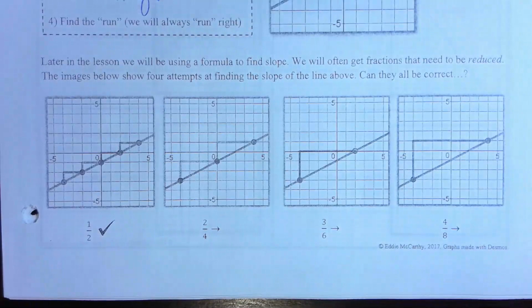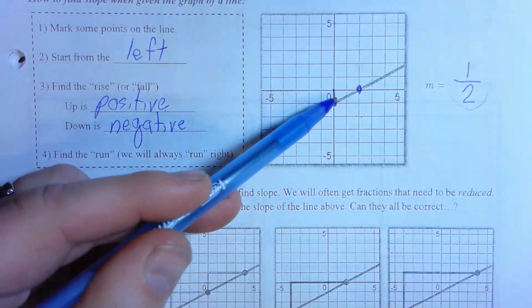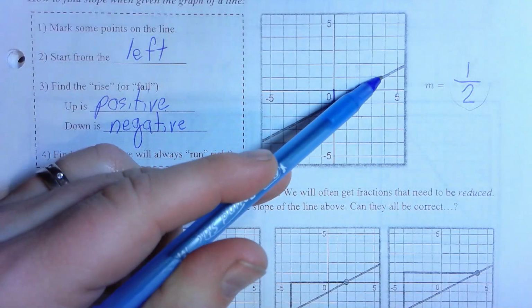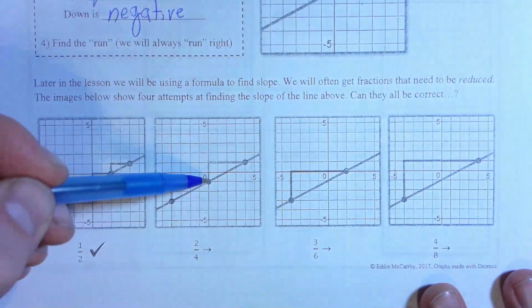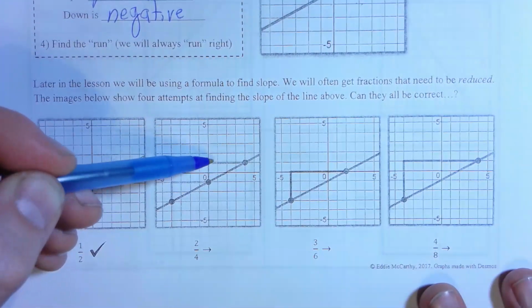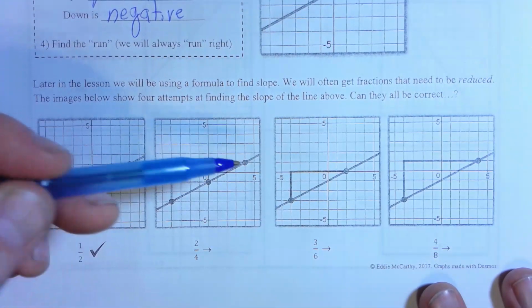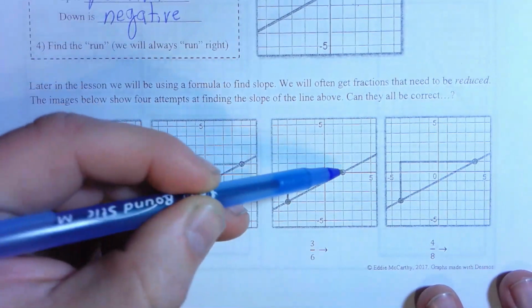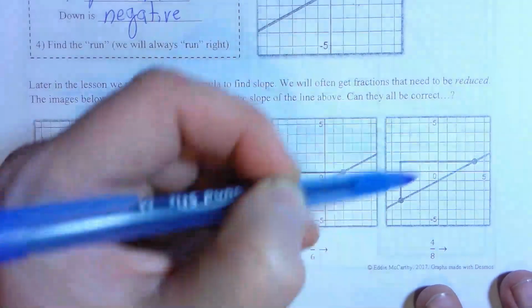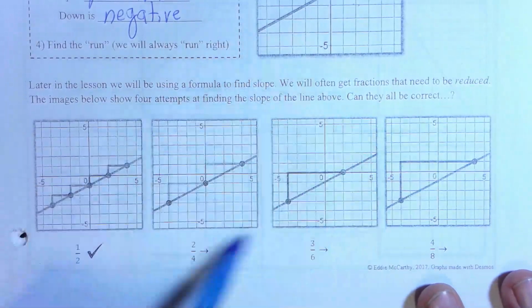But here's the deal. As you saw, I could have picked this point and this point, and if I would have done that, I would have gone up 2 and over 4. Or I could have picked this point and this point, and I would have gone up 3 and over 6. Or I could have picked this point and this point and would have gone up 4 over 8.